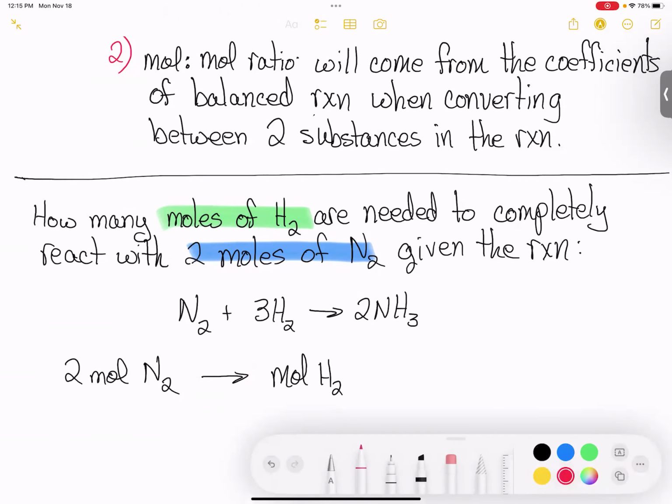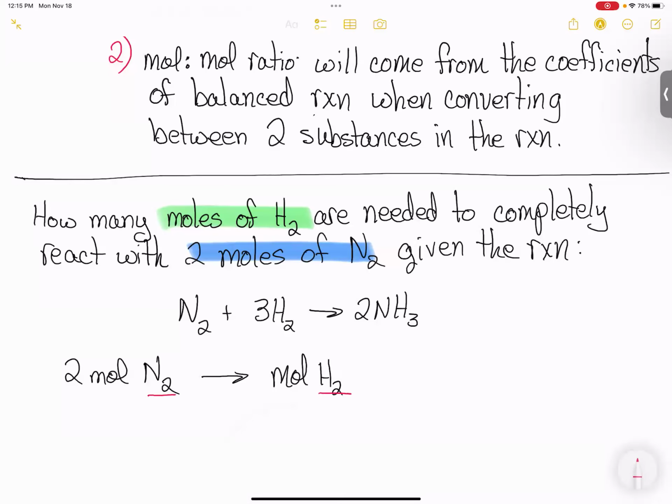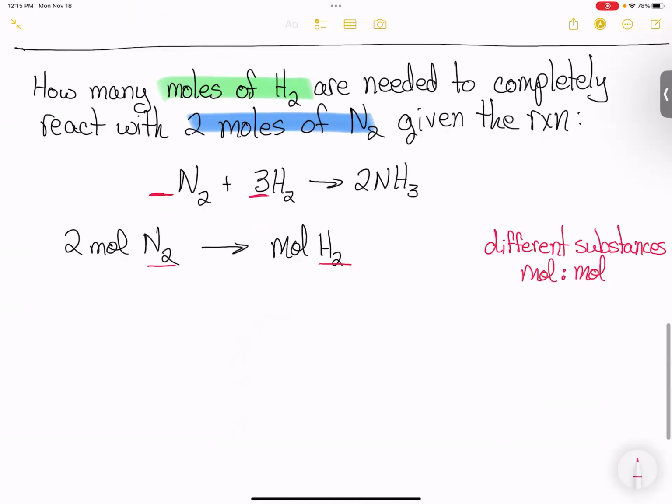Because nitrogen and hydrogen are different substances, we will be using a mole to mole ratio. In this case, it's going to come from the balanced chemical equation. So according to that balanced chemical equation, 1 mole of nitrogen corresponds to 3 moles of hydrogen.